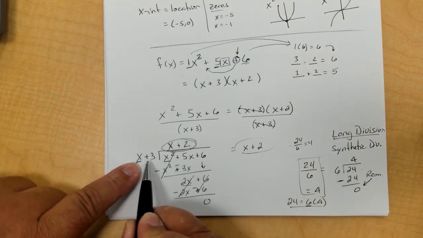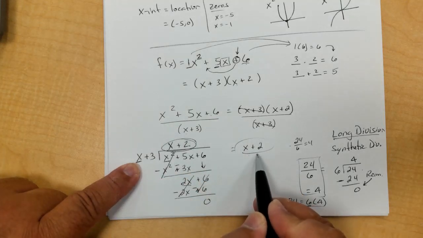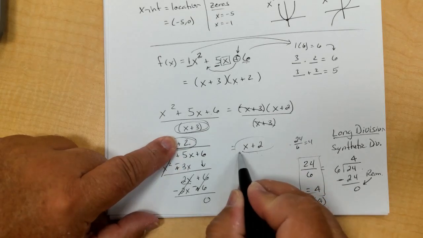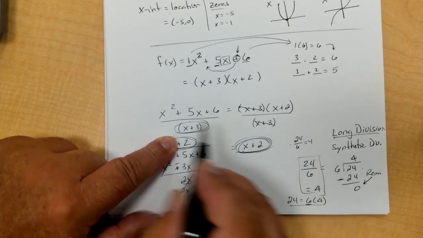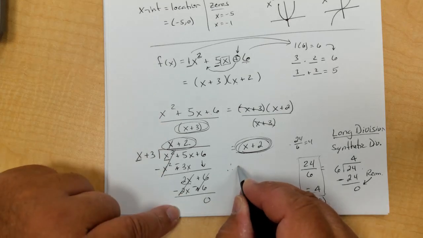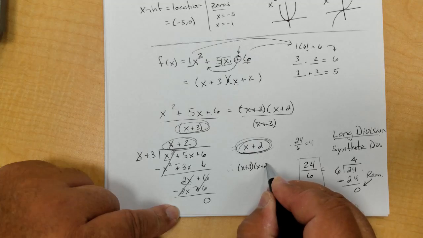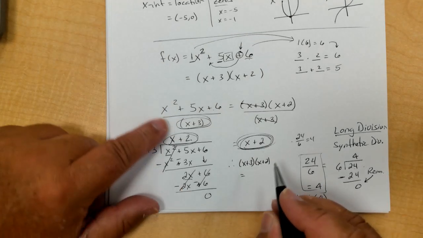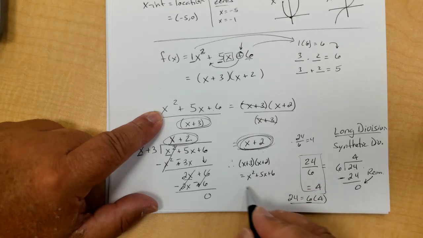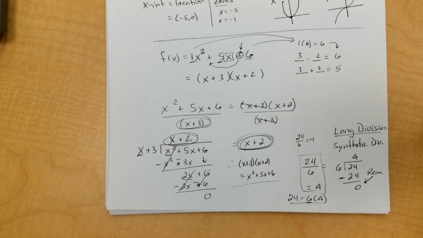Since we have x plus 3, it goes into this many number of times. What this tells us is this times this equals that. Therefore, we know that x plus 3 times x plus 2 is equal to x squared plus 5x plus 6. That's what we're trying to get to. This helps us find the factors.